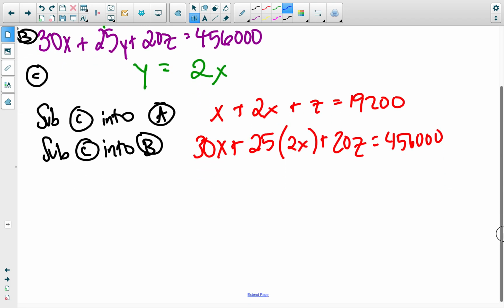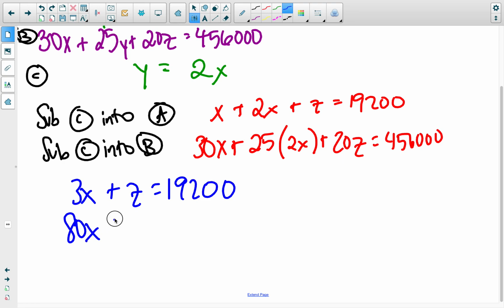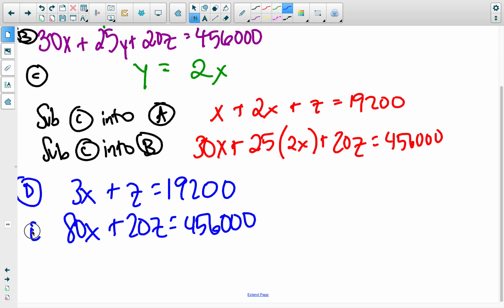I'm going to clean them up a little bit so you can see what I'm saying. All right, so x plus 2x plus z gives me 3x plus z equals 19,200. 30x plus 25 times 2x is going to give me 80x plus 20z equals 456,000. And so I'm going to give these a label, equations D and E, and then we're going to use elimination to get rid of either the x or the z, and then we're going to keep on chugging along.